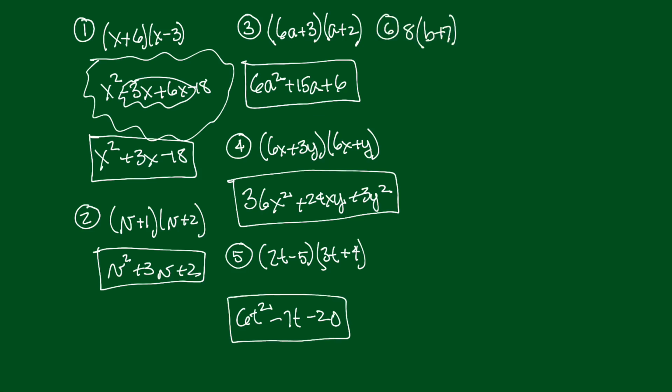All right, number 6, I'm just going to distribute that 8 through. So I'm going to get 8b plus 8 times 7 is 56. That was a nice one.